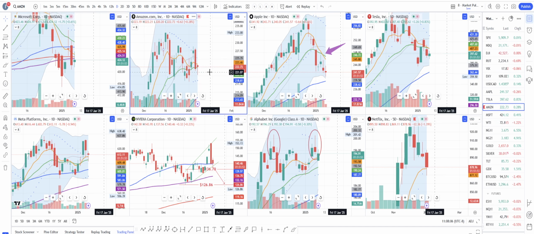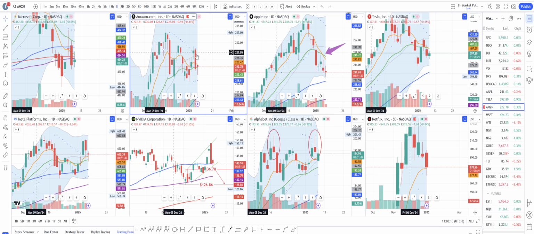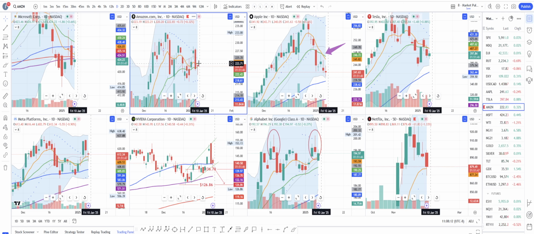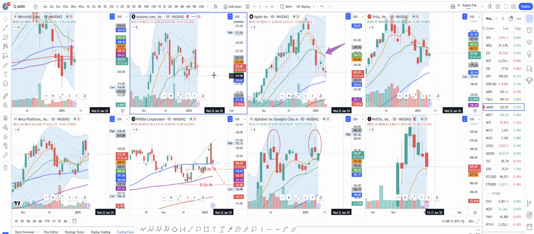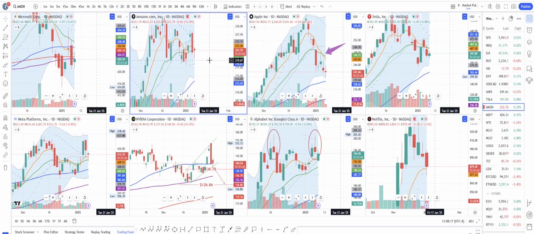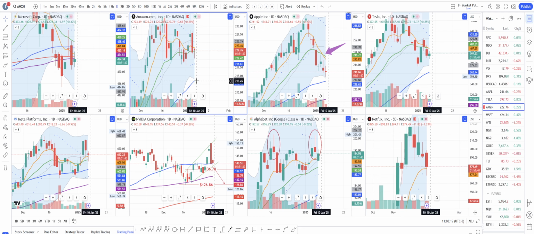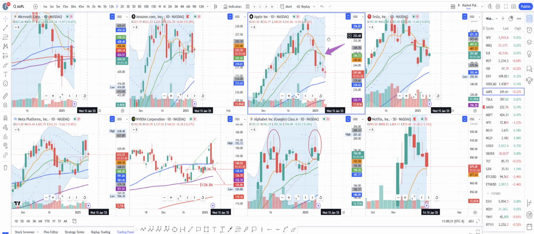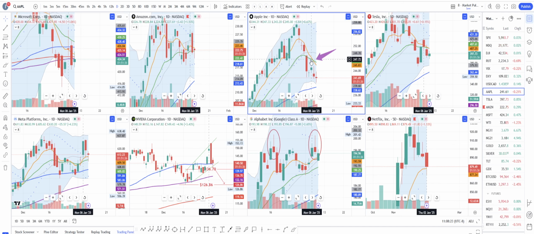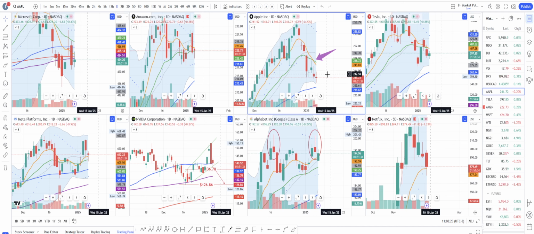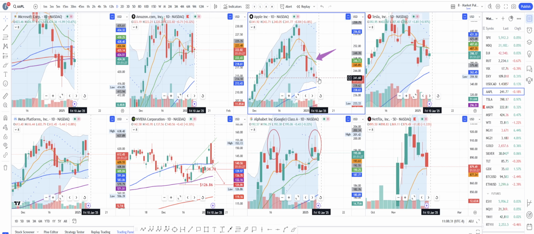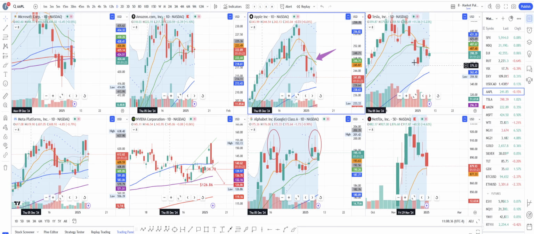What is happening with Amazon is somewhat similar to Microsoft. It lost a major support, and most likely it will go down towards the 50-day moving average. Apple freshly registered an 8x20 EMA bearish cross, and well, slowly but surely it is moving down, and this particular candle could technically confirm if it moves a little lower.